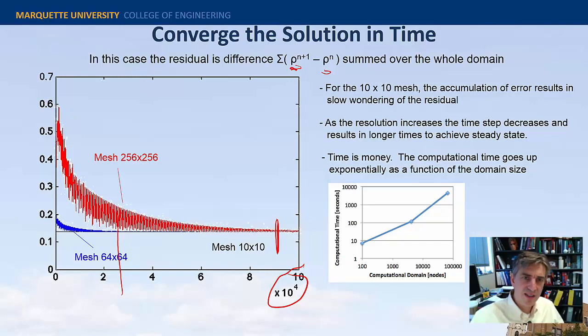Time is money here. Each one of these was 100,000 time steps, but the domain that only had 100 took 7 seconds. The domain that had 64 by 64, so closer to 10,000, took about 100 seconds. And then this 256 by 256 took over an hour. So it's not quite linear scaling. It actually looks like it's going to increase a lot as the number of nodes goes up. My penalty that I pay is how long it takes to run this simulation.